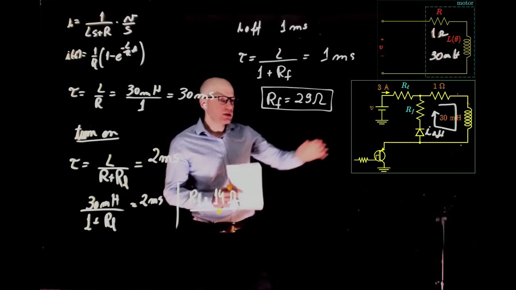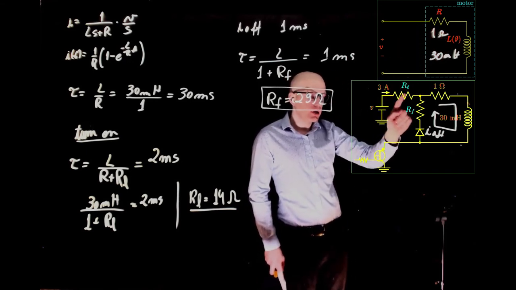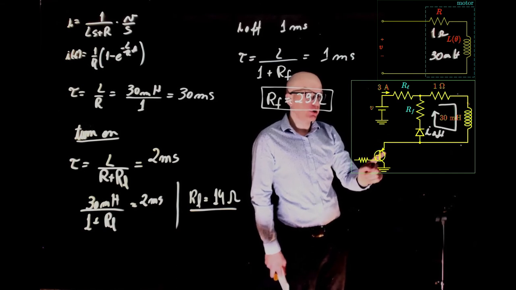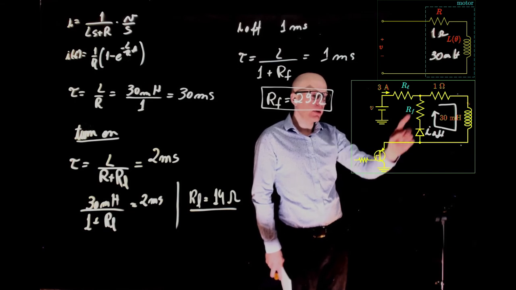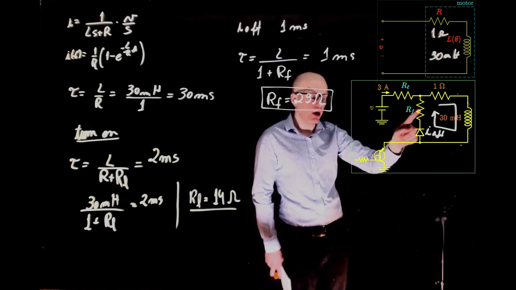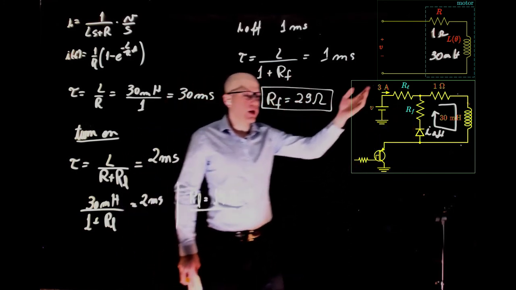Very well. So this is the circuit. This is the physical motor. And this part here, these three elements, this element, that, and that, this is what we added for the driver. So this is the on-off part. This helps with the time on, and this helps with the time off. So no problem here. We have 3 amps flowing through.